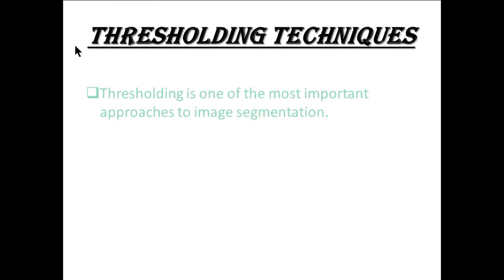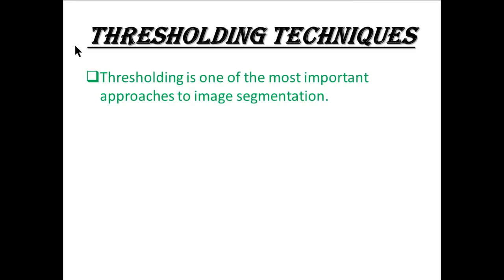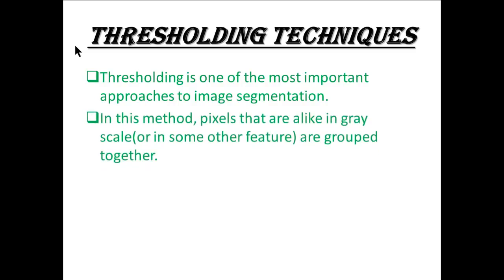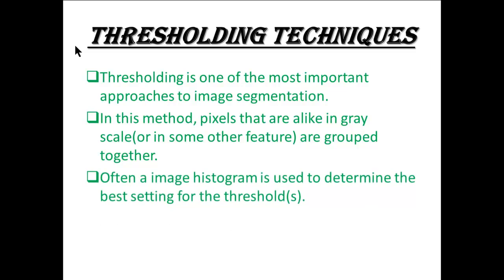Thresholding techniques. Thresholding is one of the most important approaches to image segmentation. In this method, pixels that are alike in grayscale or in some other feature are grouped together. Often an image histogram is used to determine the best setting for the threshold.